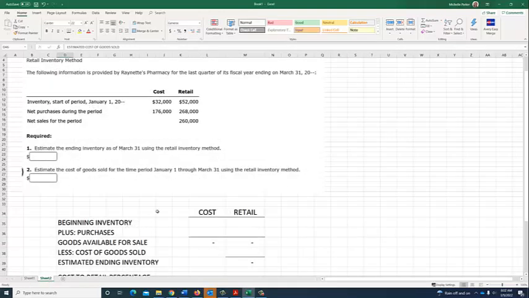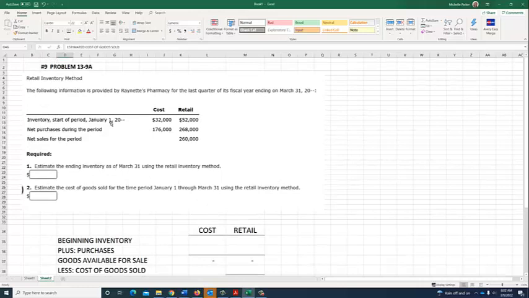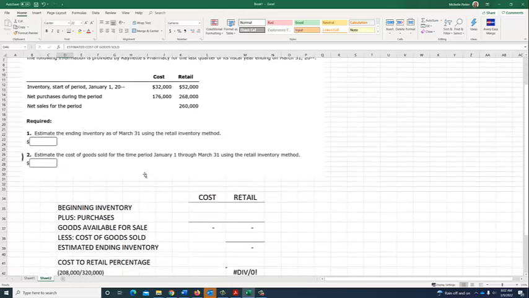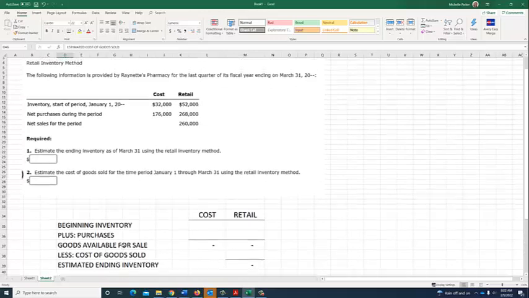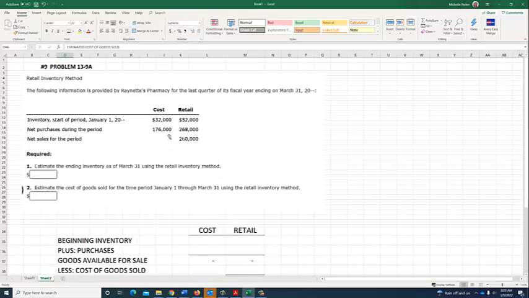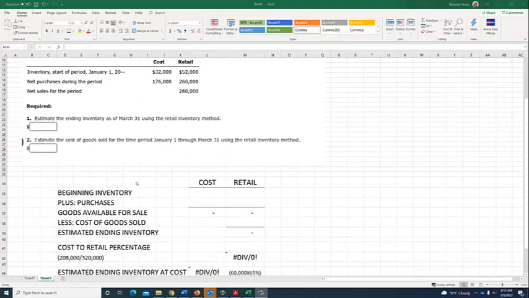Okay, so let's move on to the retail method. Now the retail method is in number 9 of your problems. It's problem 13.9 in the book. And we're going to follow this same formula pretty much. Beginning inventory plus purchases gives you goods available for sale, less cost of goods sold gives you estimated ending inventory. But what we're given this time is our figures at cost and then also at retail. So down below I have the formula, and then I have two columns, one for cost and one for retail.